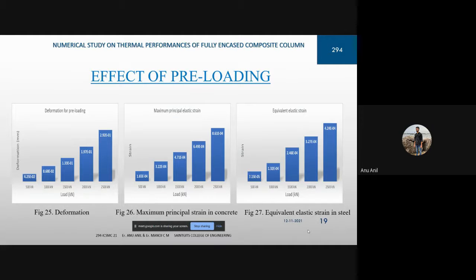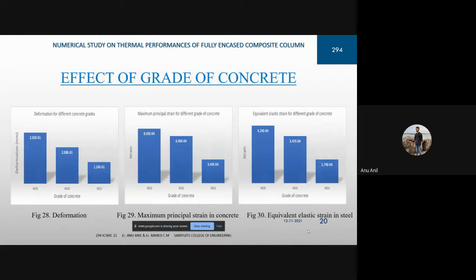parameter study. So here also similar results are shown, compared to that of the I section. By increasing the loading on the column, the deformation also increased. Similarly, maximum principal strain and equivalent elastic strain also show increasing values. Then next one was the grade of concrete. By increasing the grade of concrete, the maximum principal strain, equivalent elastic strain, and also deformation in concrete decreased.